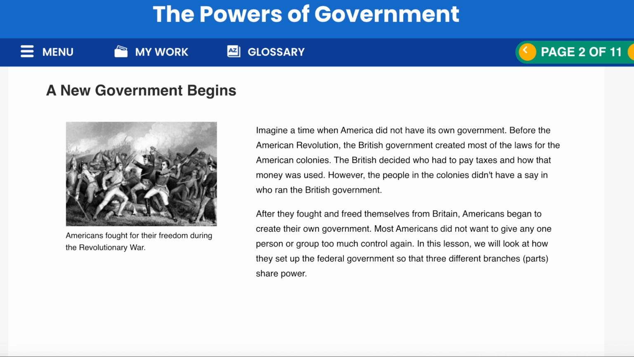After they fought and freed themselves from Britain, Americans began to create their own government. Most Americans did not want to give any one person or group too much control again. In this lesson, we will look at how they set up the federal government, so that 3 different branches, or parts, share this power.